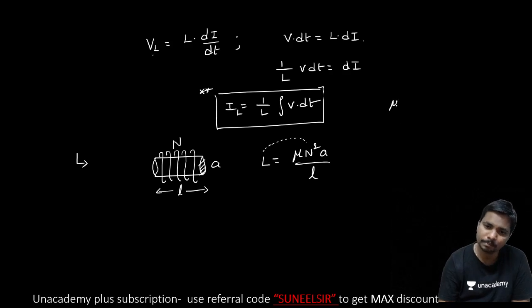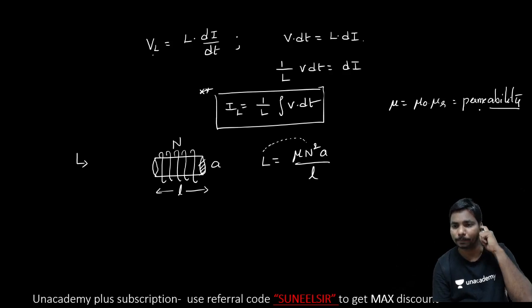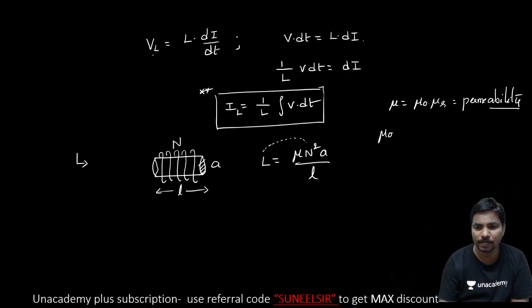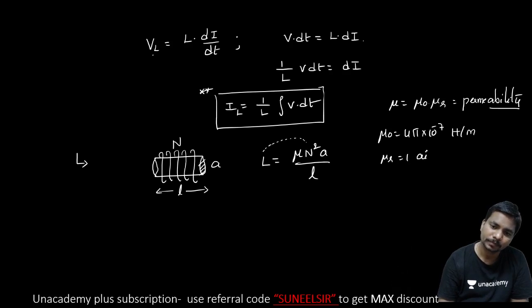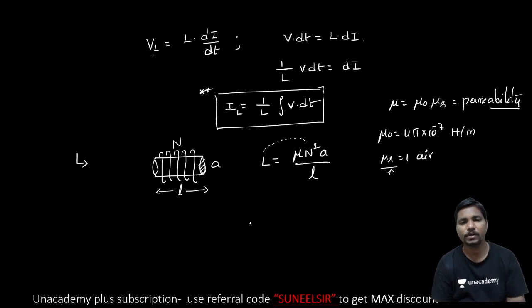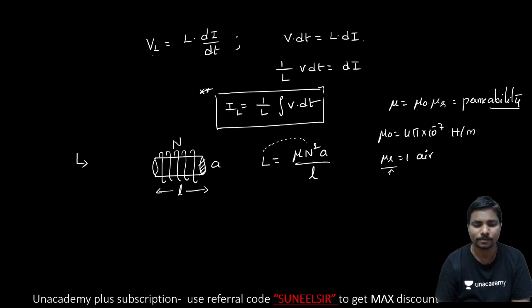Here mu is nothing but permeability. Mu is equal to mu naught into mu r. We know what permeability is: it is the ability to permit the flux. We know very well mu naught value is 4 pi into 10 power minus 7, and the units are Henry per meter. Units are very, very important, friends. And mu r is equal to 1 for air. That is the relative permeability, and it doesn't have any units. So this formula is very, very important: inductance L is equal to mu n square A by l.